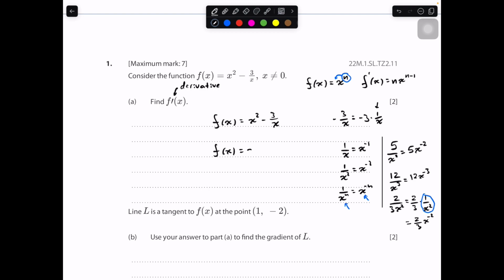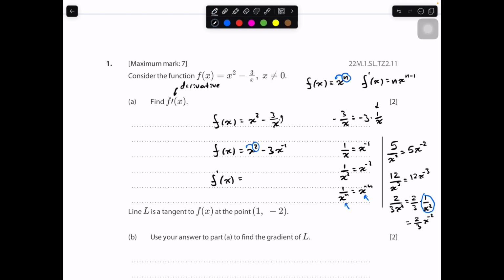F of x is equal to x squared minus, and then let's use that strategy. Let's keep this negative 3 here, and let's bring up this x. X used to be raised to the power of 1, and now it's negative 1. Okay, now we have everything we need to take the derivative. That's f prime. Let's go ahead and use this formula right here. So let's multiply this exponent, this 2, out in front.